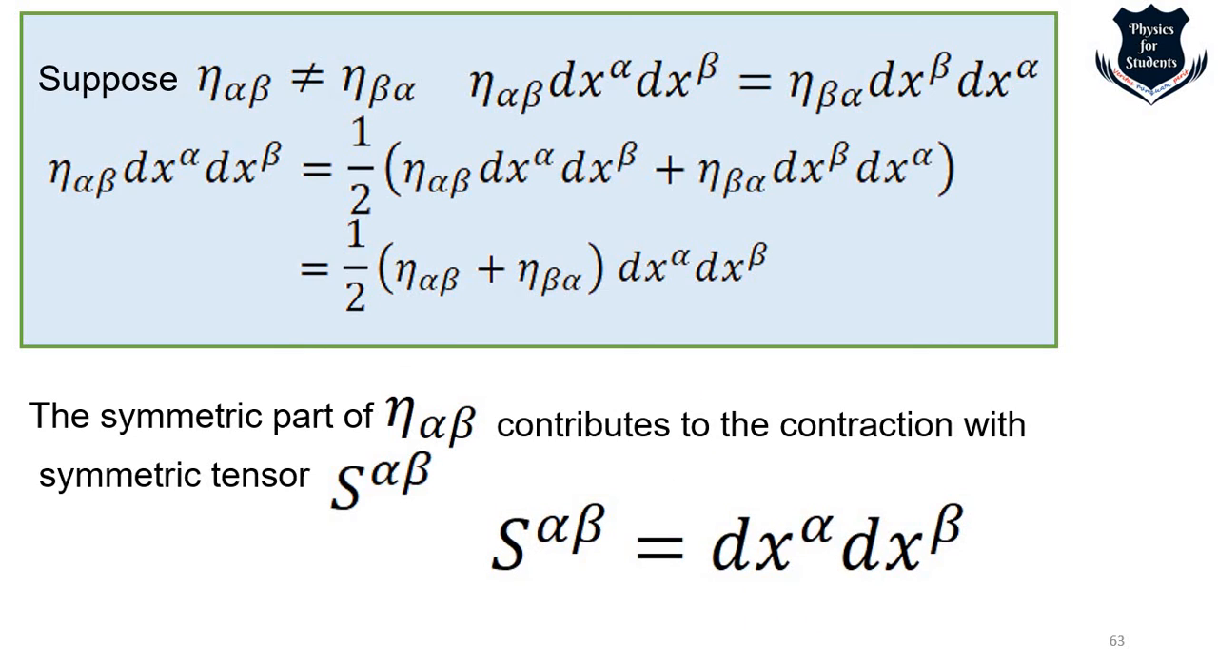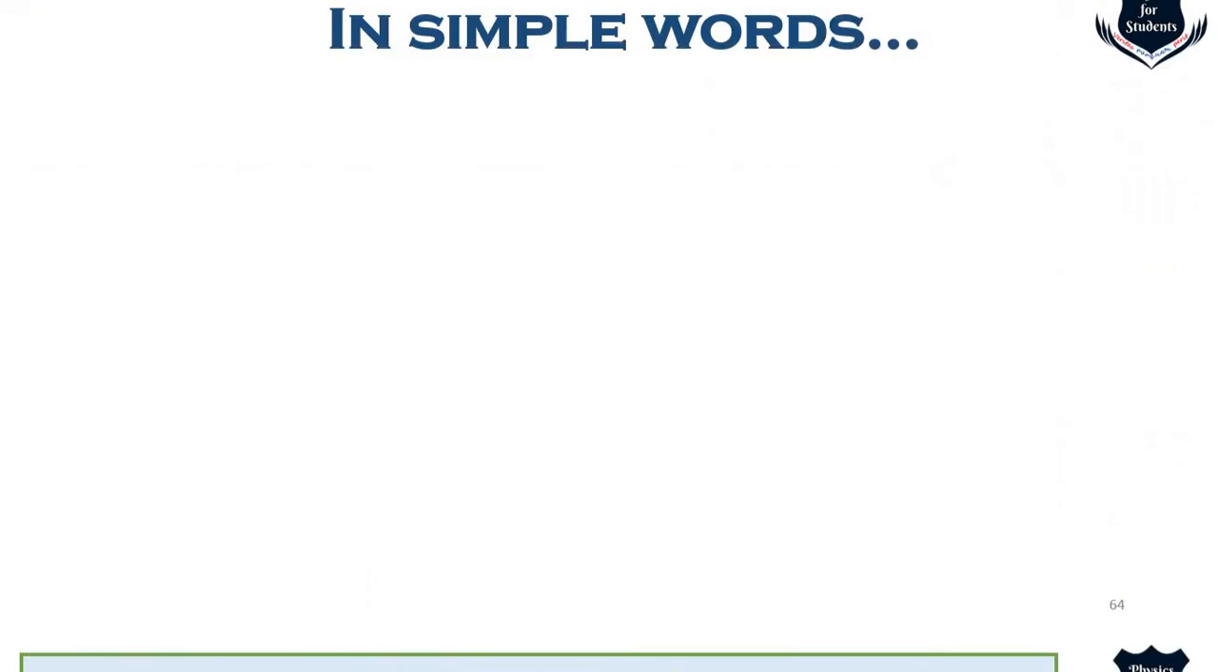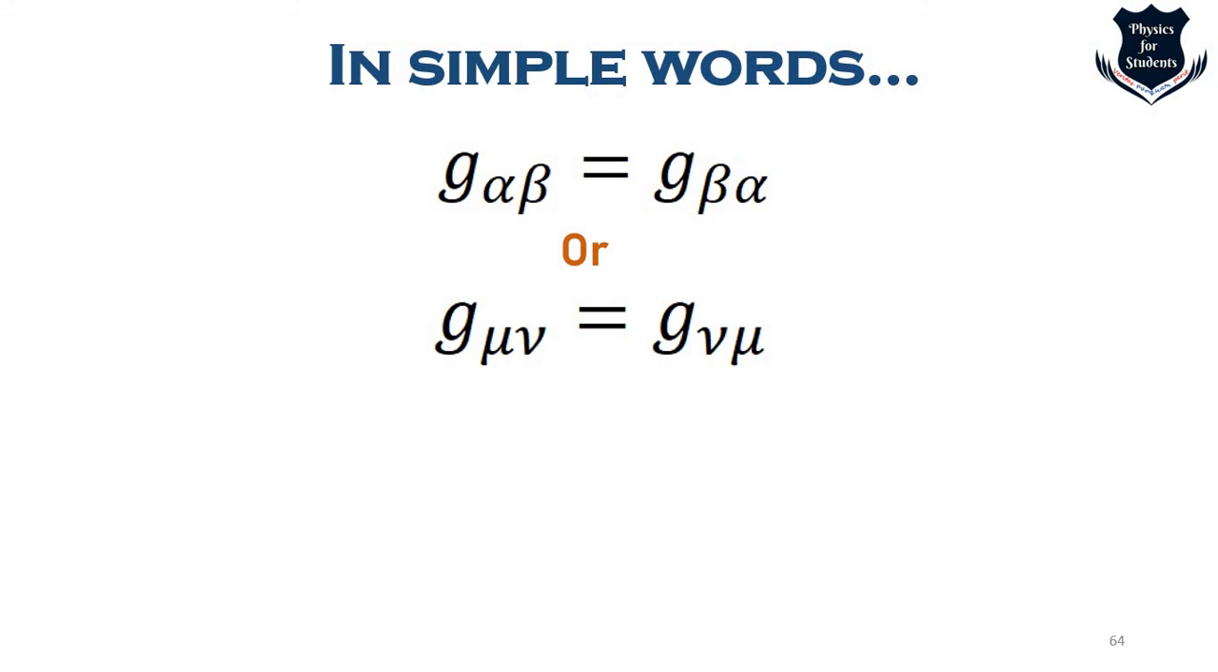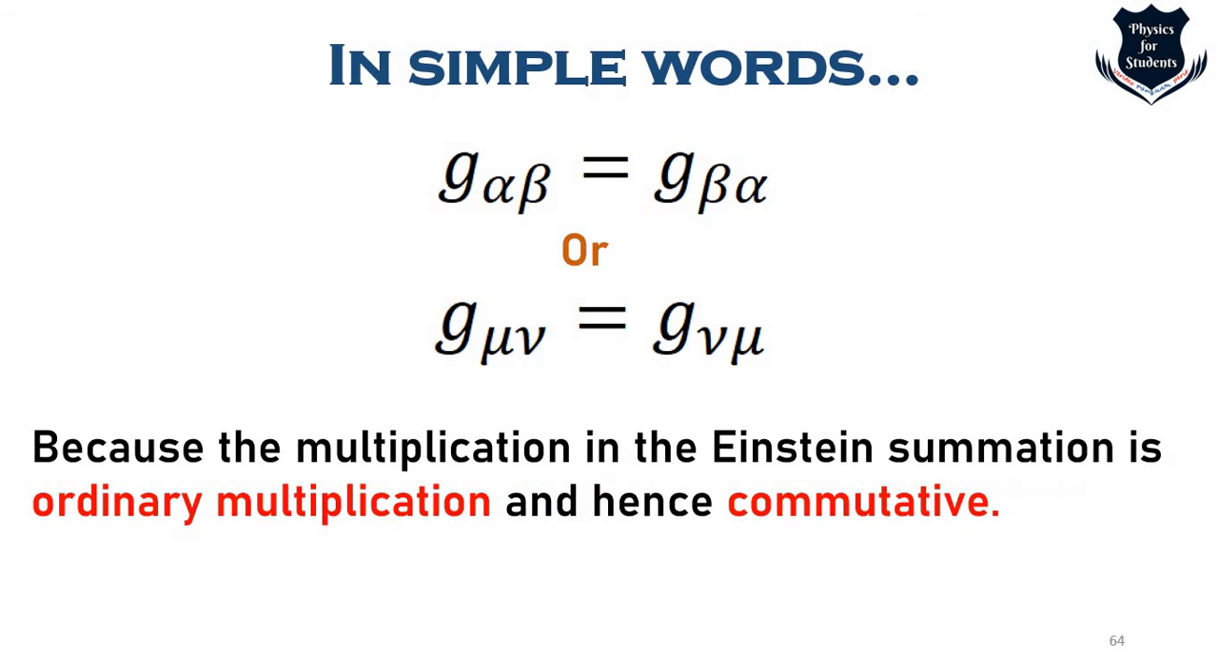And that is why we call this equal to this. So now we can tell that through that we can find out the symmetric nature, right? In simple words, whatever the notation, you can take nu mu or alpha beta, this is the same as this. And why? Because the multiplication factor in the Einstein summation is the ordinary multiplication, and hence it is commutative. So this is symmetric. This is another way of saying the symmetric nature.